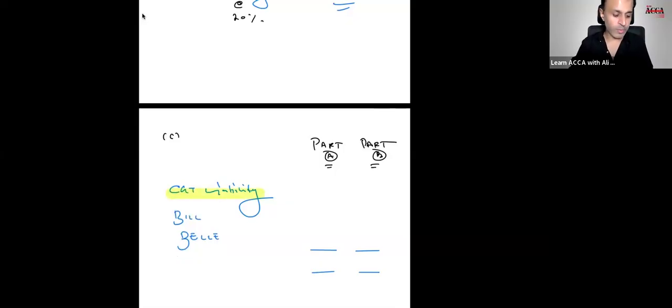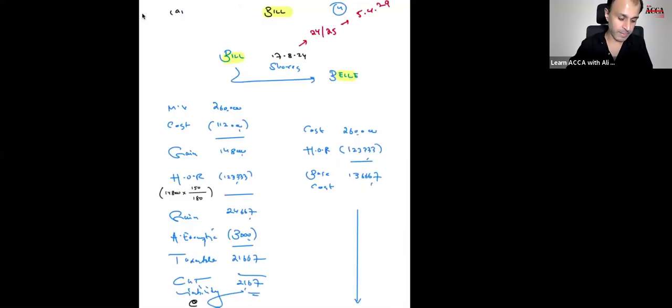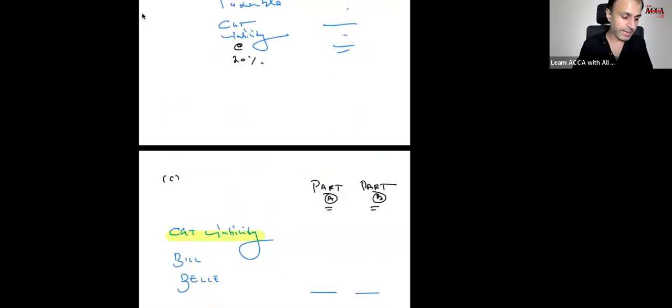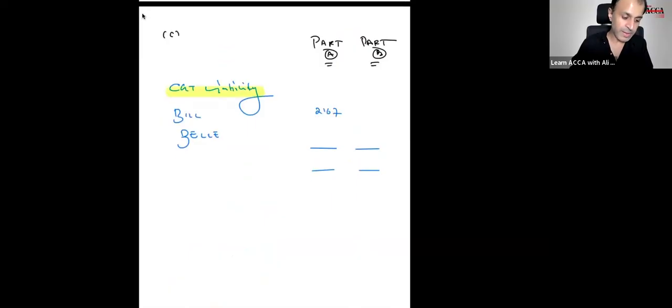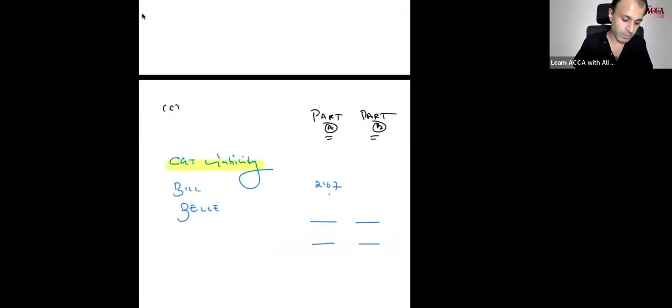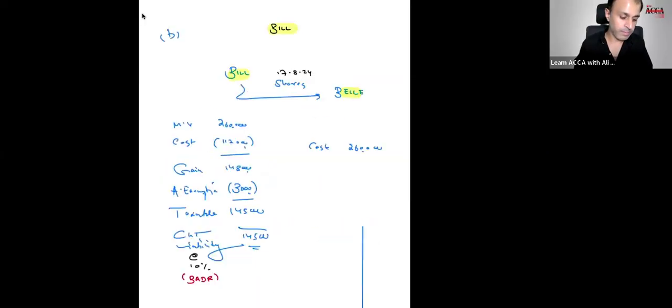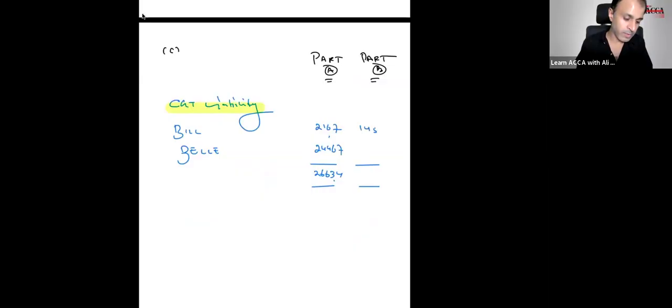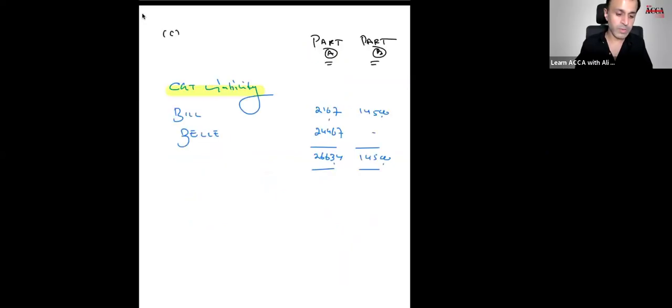So if I look into part A, what is the liability Bill has ended up paying? 2,167. It's like a grid. What is the liability the daughter was paying in part A? 24,467, and the total tax is going to be 24,467 plus 2,167, which is 26,634. For part B, Bill ended up paying 14,500, and there was no liability that the daughter was supposed to pay. Now you can make a conclusion which option is the preferred one.